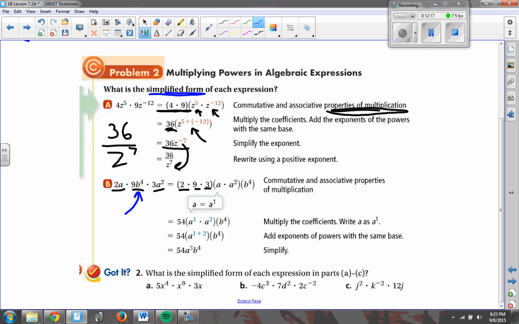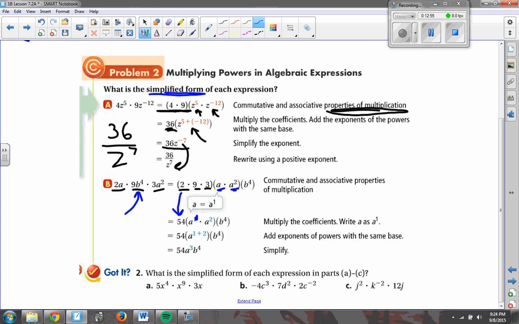Okay? Once I have my numbers out front, I will deal with those first. 2 times 9 times 3, if you did that all together, 18 times 3, or 2 times 27, should give you 54, which you can see goes right there. And now, when we have 2a, and we see an a right here, a times a to the 2nd, your book reminds you that a, if you don't see an exponent, really means a to the 1st power. So whenever you don't see an exponent, you can always assume there's a little 1 right there.